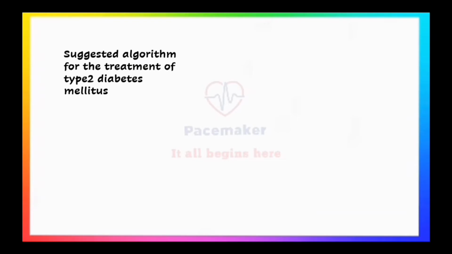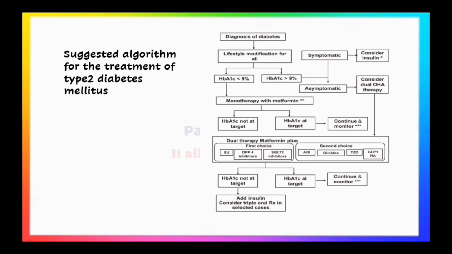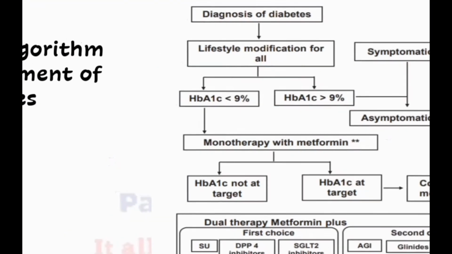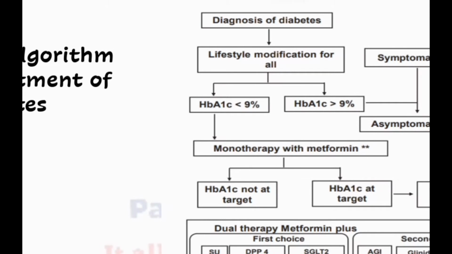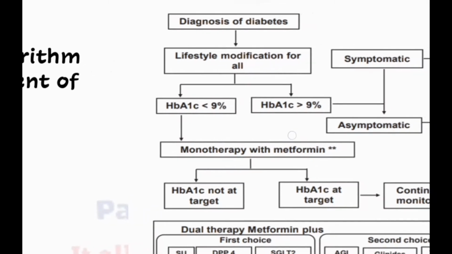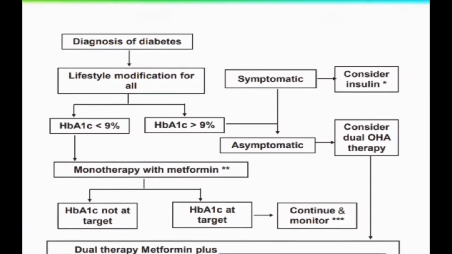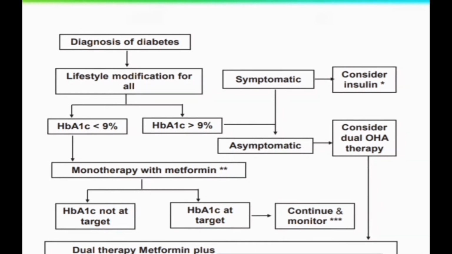Let us look at the algorithm that we follow in the treatment of type 2 diabetes mellitus. Whenever you diagnose a patient with diabetes mellitus, you advise lifestyle modification for all. Now if HbA1c is more than 9% and the patient is symptomatic, I have listed the symptoms of diabetes in the previous slide, you have to consider insulin with or without oral drugs.